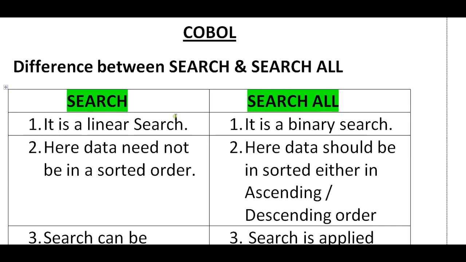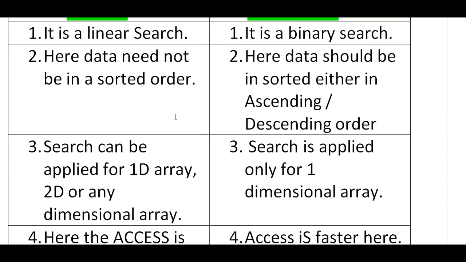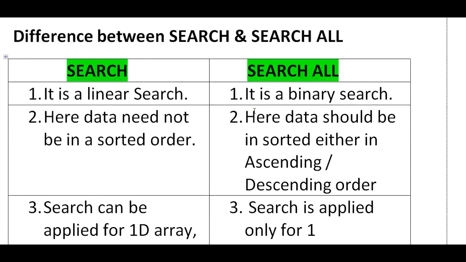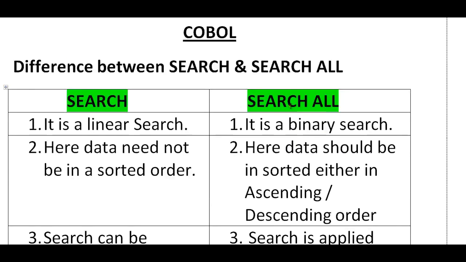Search is mainly used for working with one-dimensional, two-dimensional or multi-dimensional arrays, whereas search all is used if you know that the data is already in sorted order and you want to search for particular strings. Then you can go for search all. And the one important thing is search is used for linear search and search all is for binary search. So that's all. This is about the differences between search and search all.